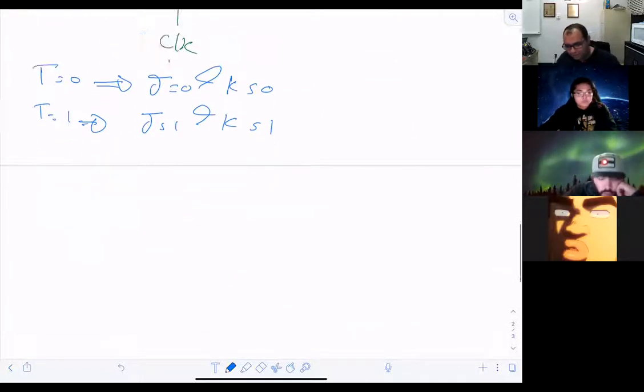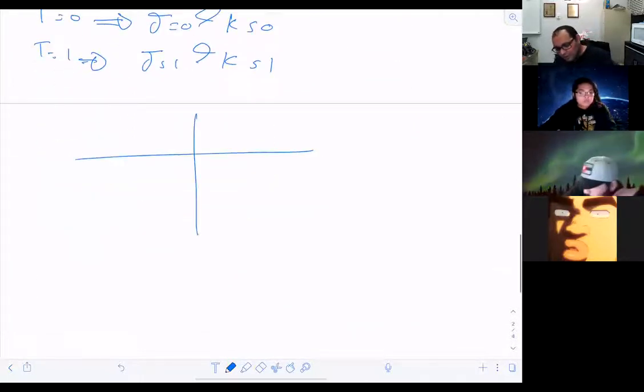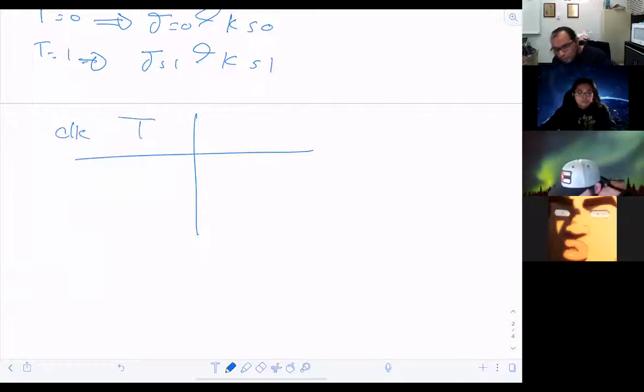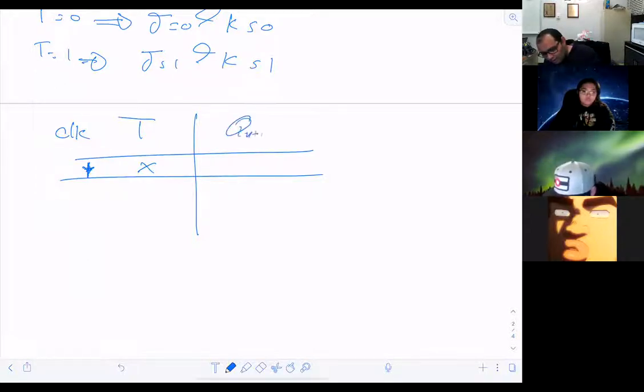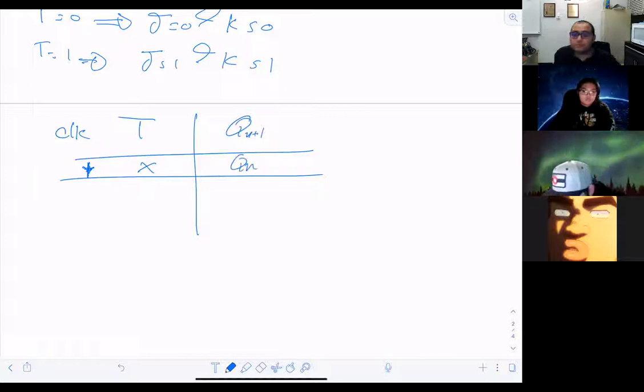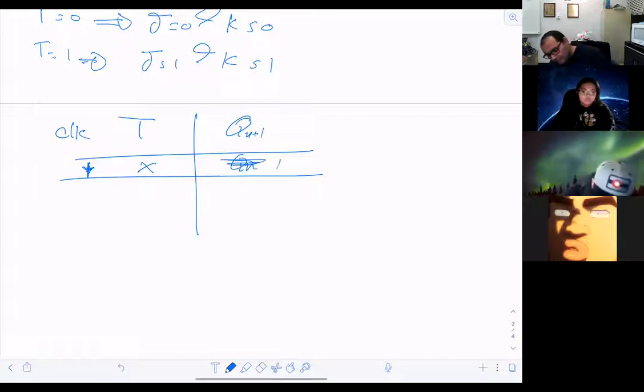So pretty much I can make a fancy truth table like this, saying clock with T, right? And from there, I can come and say like this. If it's positive edge, no matter what the value of T is, I'm in memory, right? So I can say that Qn plus 1 is Qn, the current next, right? Or I can just remove it and say memory.